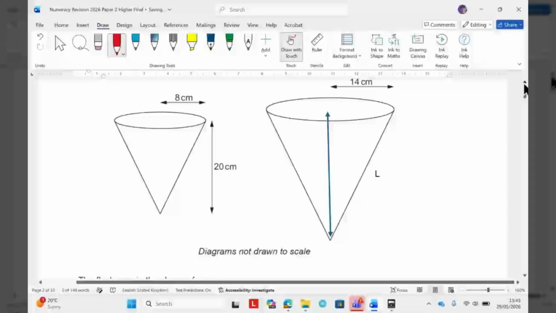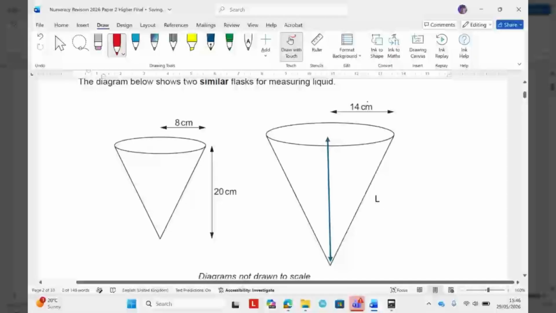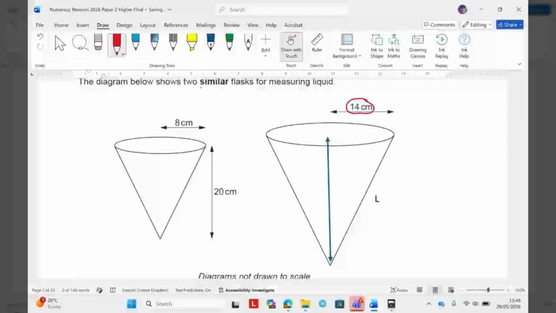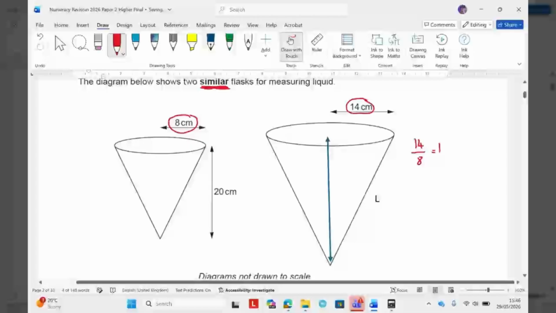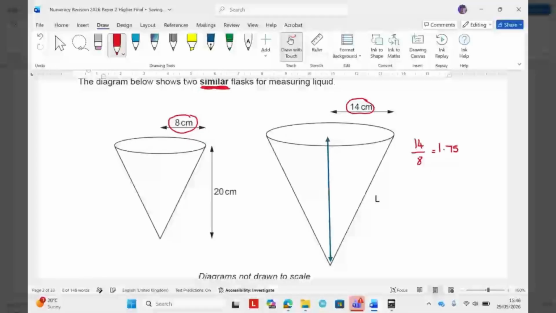So, again, it's totally different shapes, but it all comes down to that one word. You just got to pick out the word similar. As soon as you see the word similar in a question, it's all about scale factors. So 14 divided by 8. I need my calculator for this one. 14 divided by 8 equals, and again, press that FD button there. So it's 1.75, right? Let's put that in. And then the height of this is 20 times 1.75, which, going out on a limb, is 35.